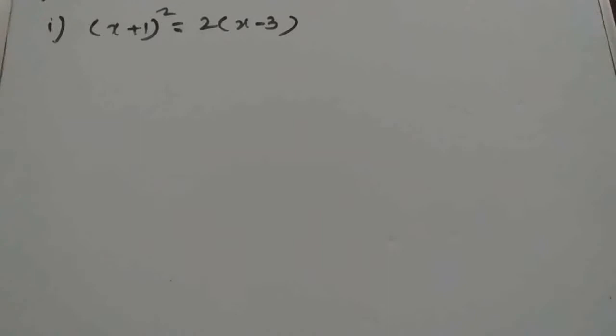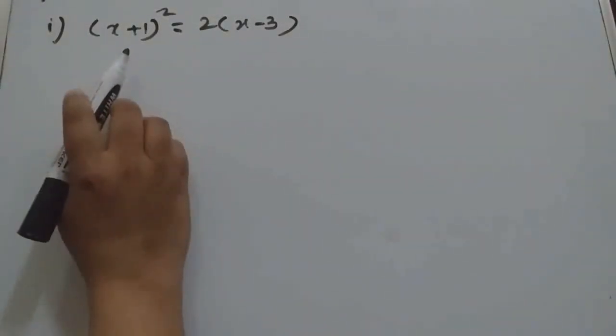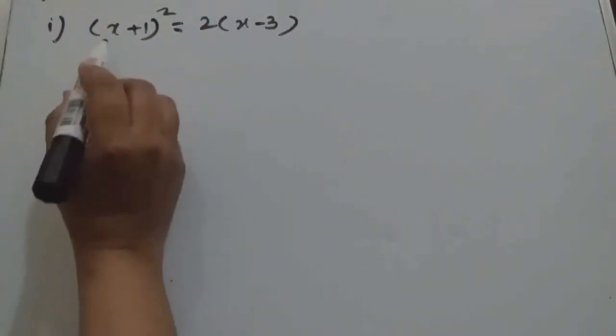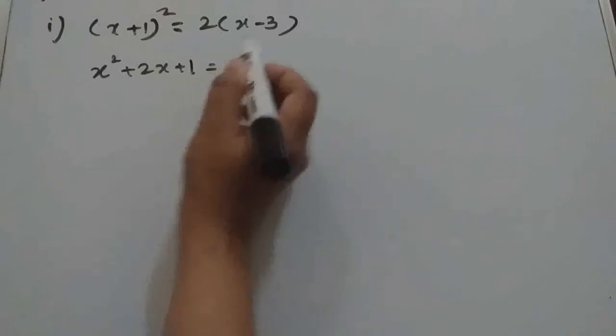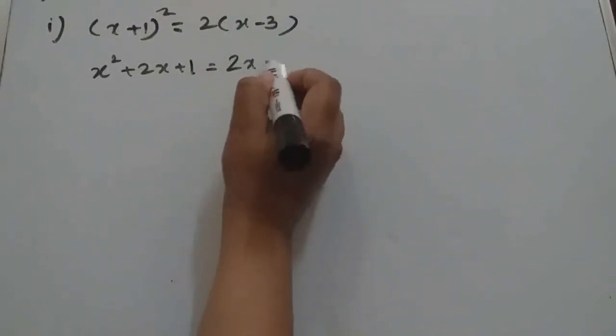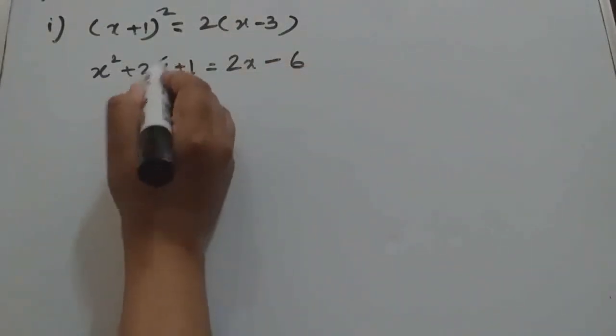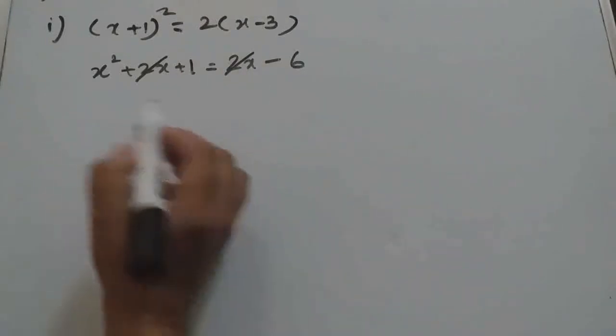Question 1 is check whether the following are quadratic equations. In that first part is this. Okay, so we will open using identity. Here we can open the bracket. So now see 2x we can cancel from both the sides.